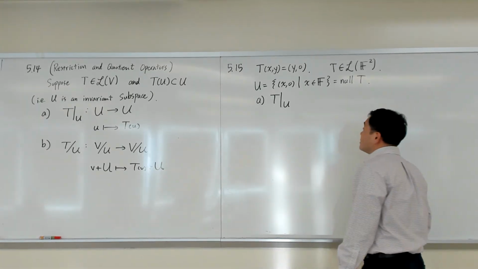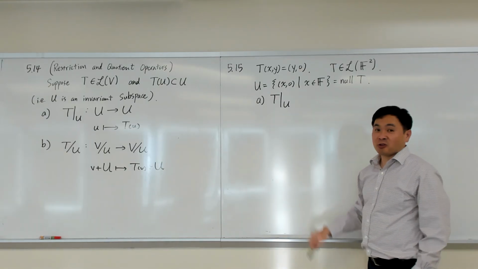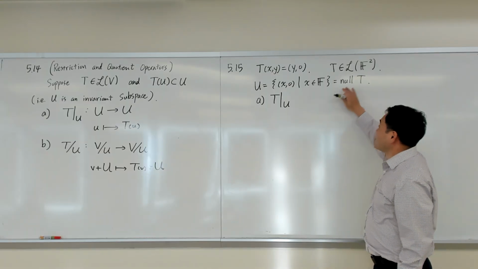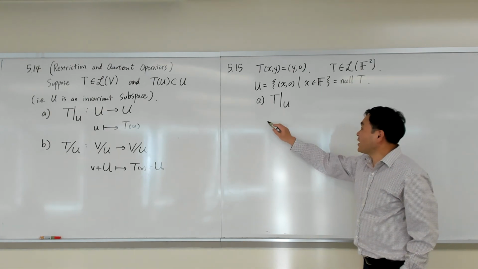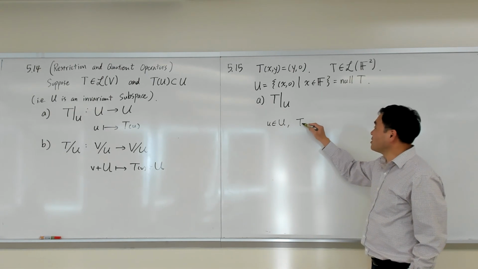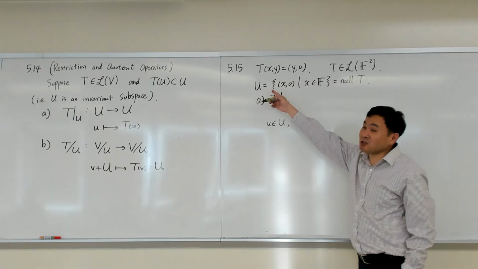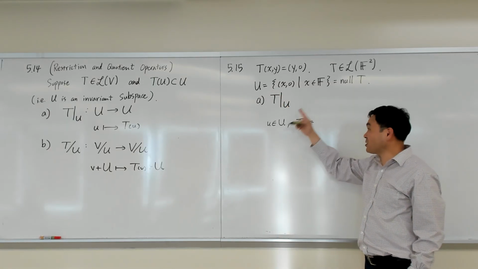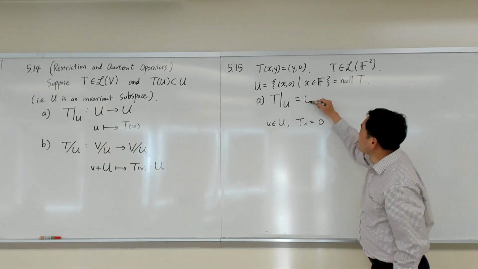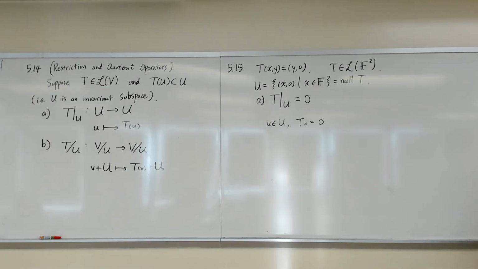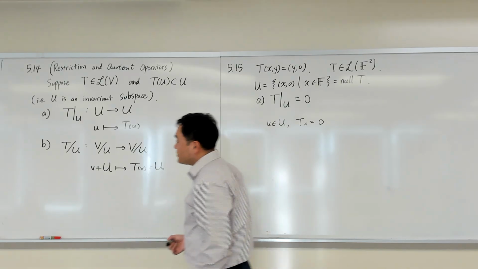Now, what is T restricted to U? On this space, what does T do? If I take anything in U, T of U would be, what is U again? Null T, the null space. So if you take anything in the null space, T of U would be 0. So this restriction is just completely 0.